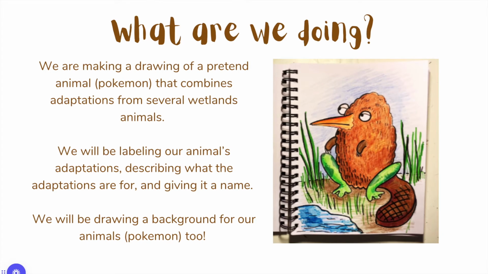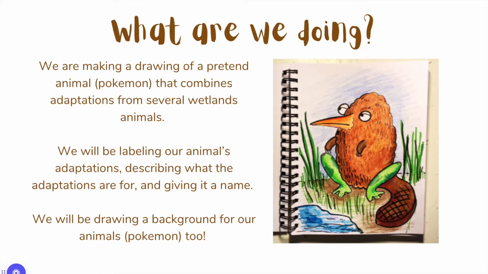So as I mentioned before, we are going to make a drawing of a pretend animal, sort of like a Pokemon, that combines adaptations from several wetlands animals. Look at my picture here. What wetlands animals do you think are combined here? Then we're going to be labeling our animals' adaptations, describing what the adaptations are for, and giving it a name, because all Pokemon have to have a name, right?